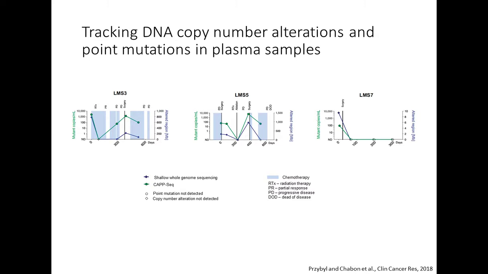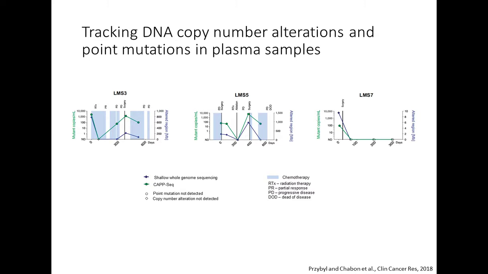This slide summarizes circulating tumor DNA profiles in selected patients with longitudinal plasma samples analyzed. The green line indicates circulating tumor DNA detected by CAPP-Seq, so deep targeted sequencing. The dark blue line represents circulating tumor DNA levels detected by shallow whole genome sequencing, so the DNA copy number alterations. And the light blue panels in the background indicate the duration of chemotherapy.